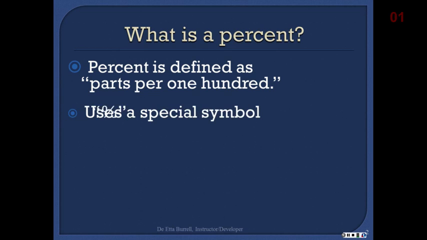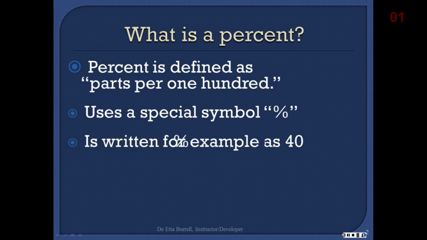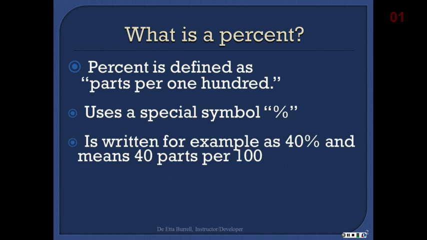A percent uses a special symbol. This is the percent symbol right here. You guys have seen this before, right? More than once? Okay. And for example, let's say that I want to write 40%. What 40% means is 40 per 100. So you need to have that concept that the number is per 100.